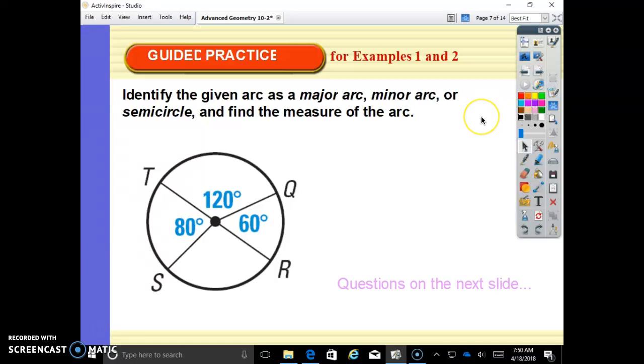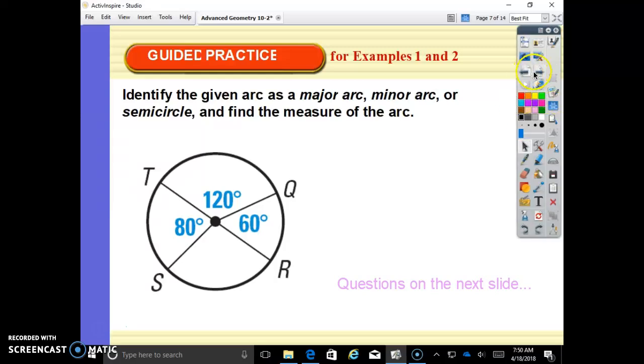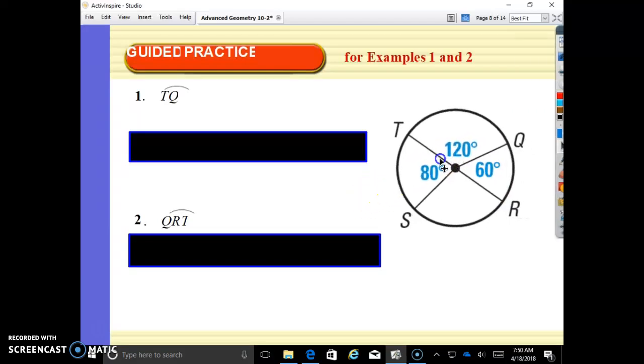Identify the given arc as a major arc, a minor arc, or a semicircle, and find the measure of the arc. So how about arc TQ? Is TQ major, minor, or semicircle? It is minor. What is the degree? 120.